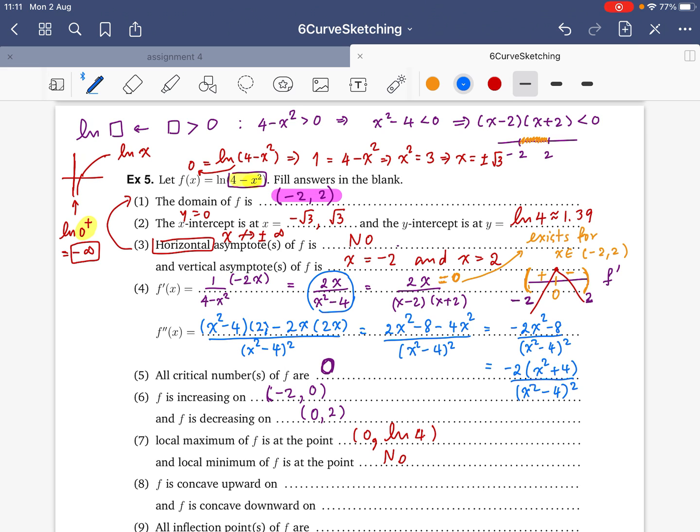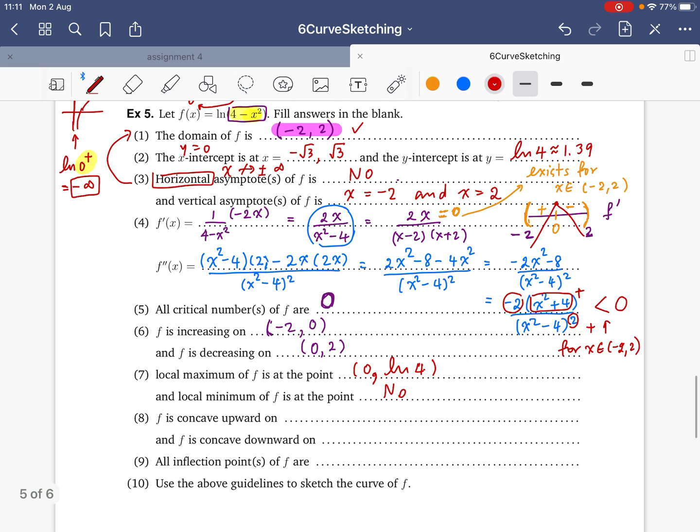So look at it carefully. The square here means that everything will be positive, because we are considering this interval, so your bottom cannot be 0, but with the square, everything will be positive. This one as well, a square and then plus 4, everything will be positive. But with this one, there is a negative, so for each and every x from negative 2 to 2, your f double prime is always negative, no change of the sign of your f double prime.